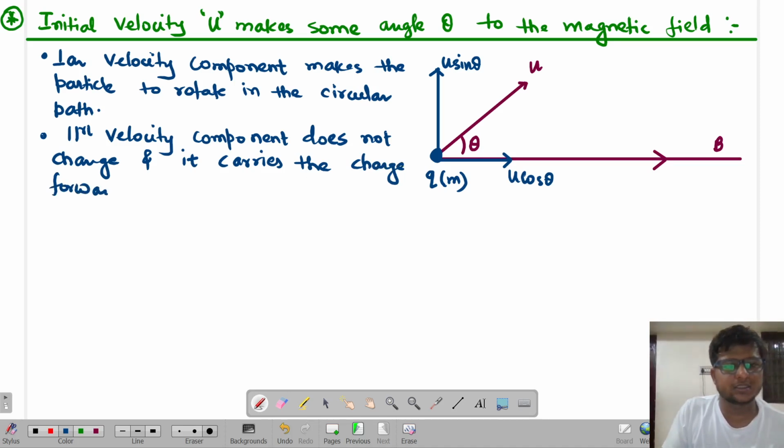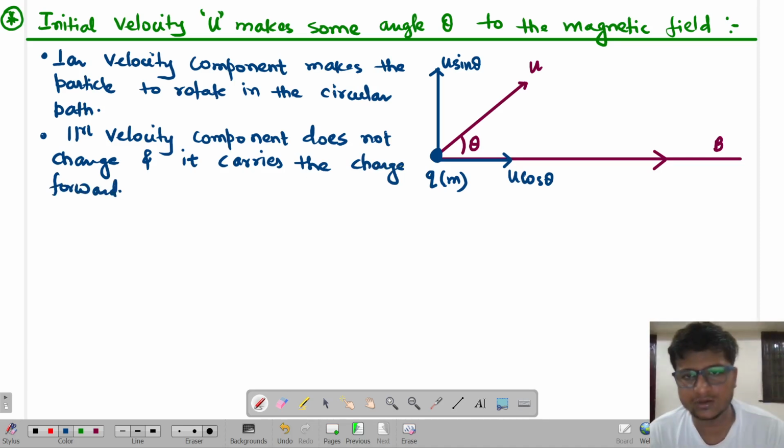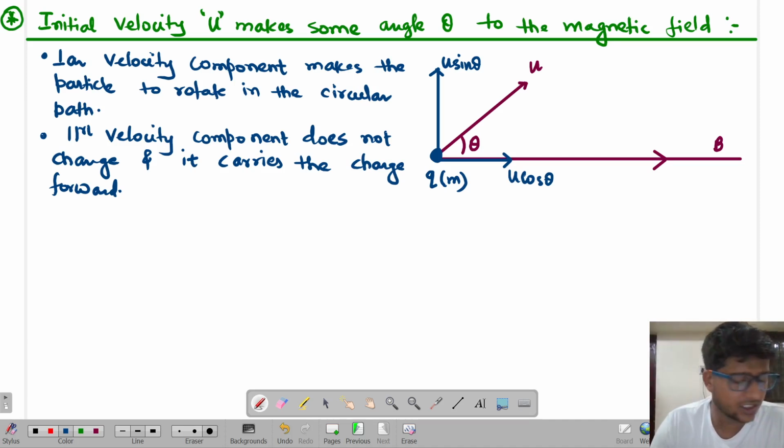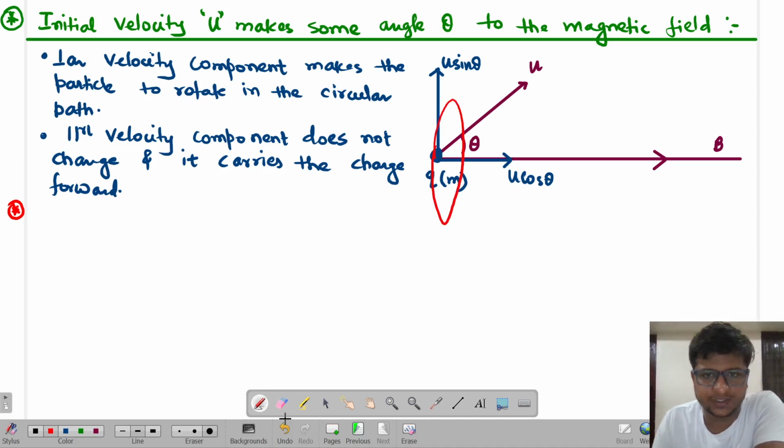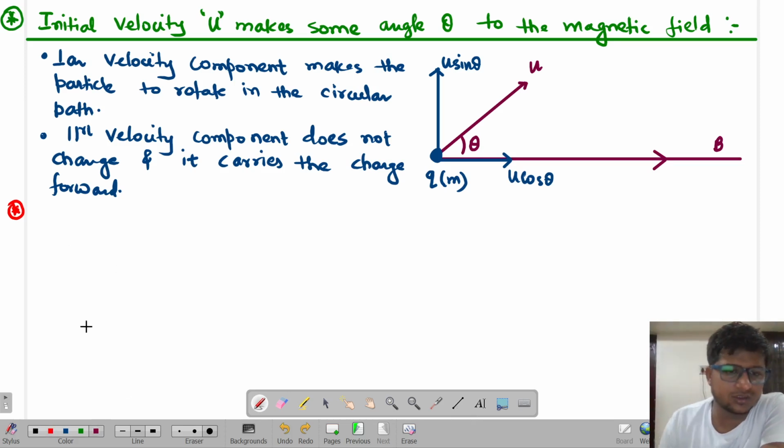So basically the idea is simple: only the component which is perpendicular to the magnetic field will rotate the charge, like this way. And the parallel component will move the charge in the forward direction. Are you able to get me or not? Yeah, it will not change its velocity.